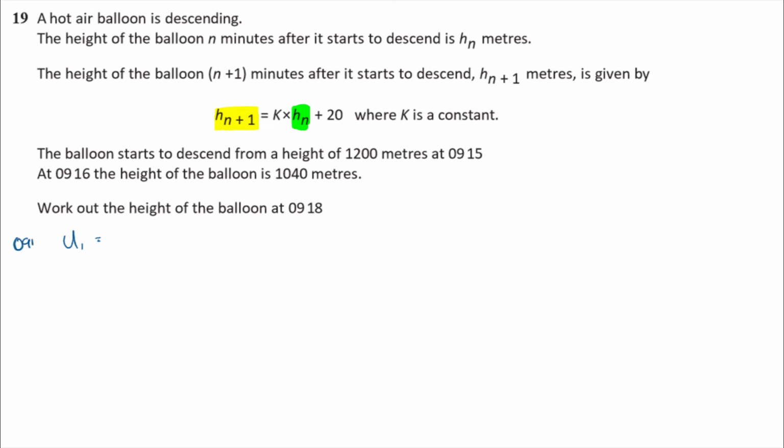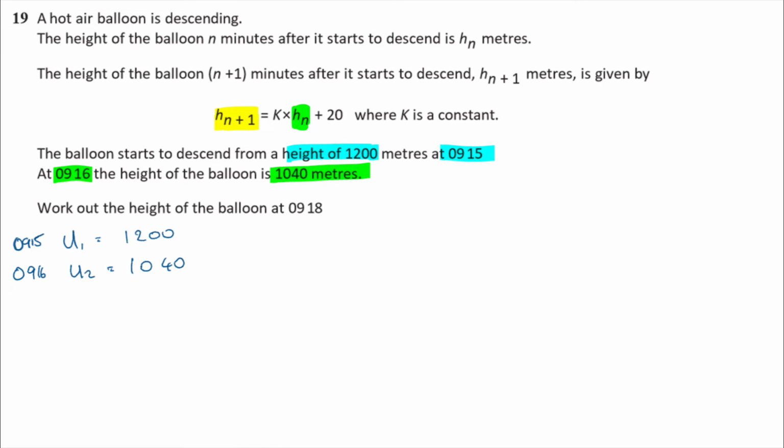So at 9:15, our first term in this sequence, u1, is going to be 1200 meters, isn't it? Because that's given in the question, height of 1200 meters at 0915. Okay? Then we're also given it a minute later at 0916. We're told the height is 1040 meters. So at 0916, u2 is equal to 1040. Okay, so our second term is 1040.